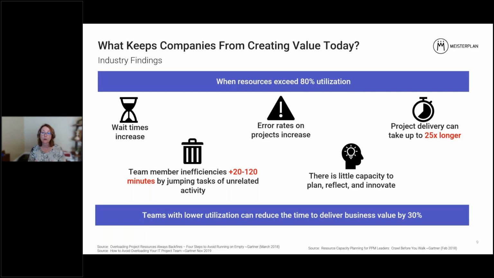What happens when resources exceed 80% utilization? Based on research, Gartner has many studies stating that teams that exceed 80% capacity will cause more wait times on projects, will experience more error rates on projects, and actually could cause project delivery to be up to 25 times longer. Teams with lower utilization can reduce the time to deliver business value by up to 30%. It's pretty significant.